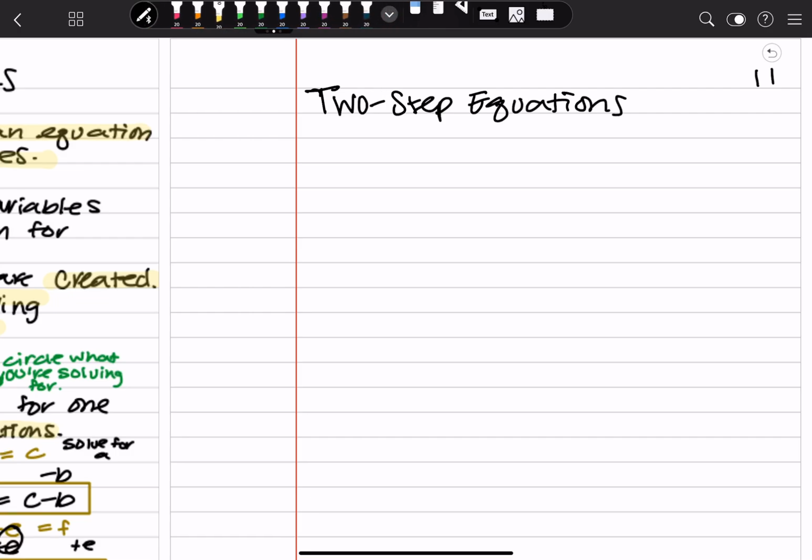Right, and I want you to highlight this if you've got one. Otherwise, whatever color you're using, make sure you use it. Right, it's going to be the same concept.